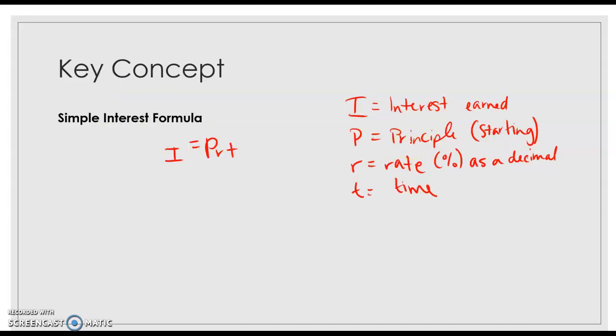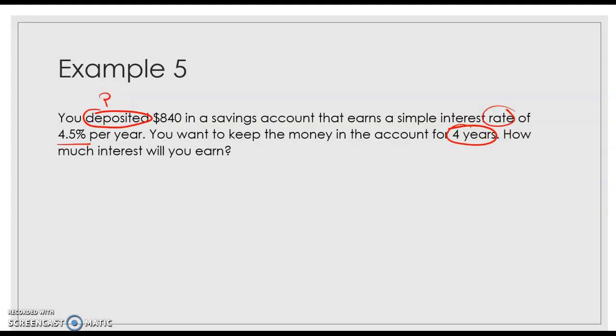And I should say, yes, we say time. When we're figuring out simple interest, we're always figuring it in years. And so even if it gives you months, you need to find the decimal for years. Okay, sorry, back to this. So this is going to be our time.